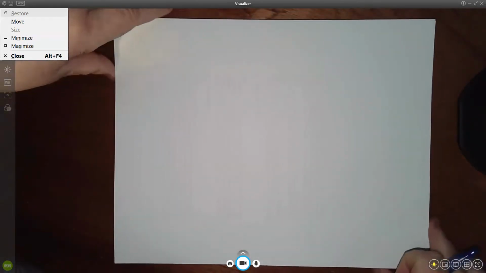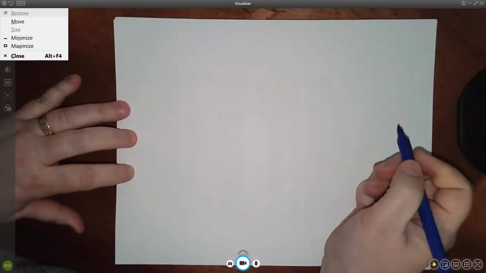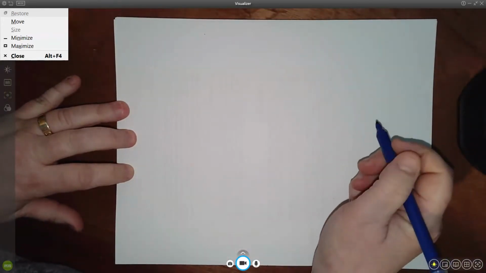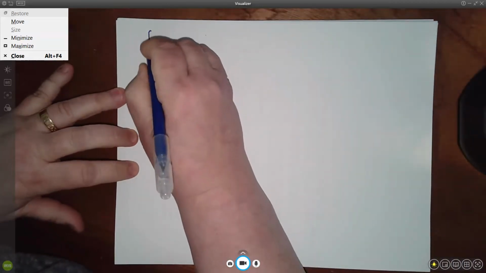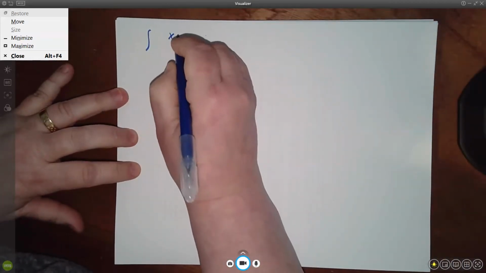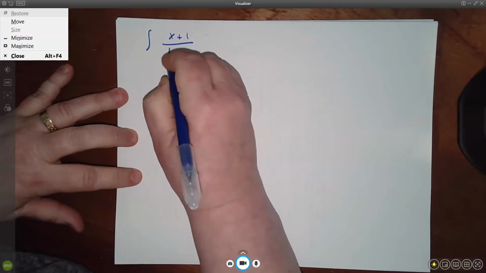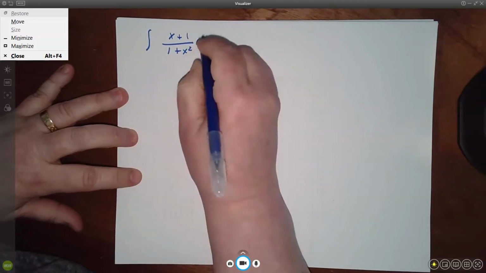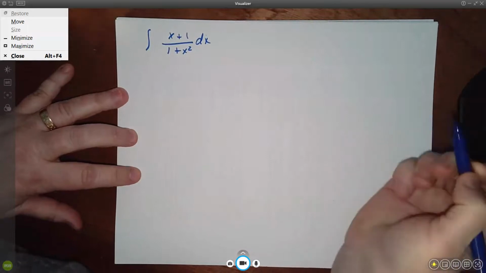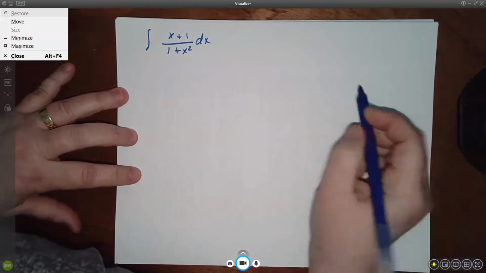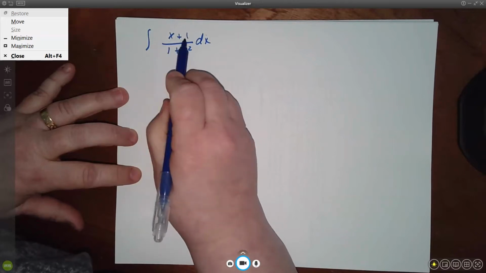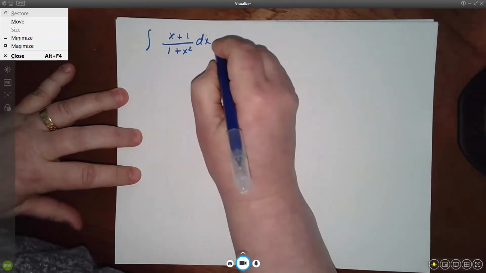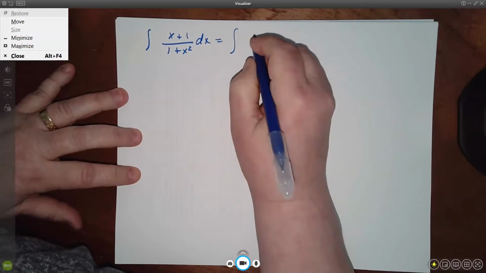Sometimes they get more complicated. You have to do some jerry-rigging, but I'm trying to think of a good example. Oh, here's one. Integral of x plus 1 over 1 plus x squared dx. That's a cool problem. I see the derivative of the bottom is 2x, and there's an x here, but also there's a stupid 1. But one thing that's really nice about integrals is you can split them up.